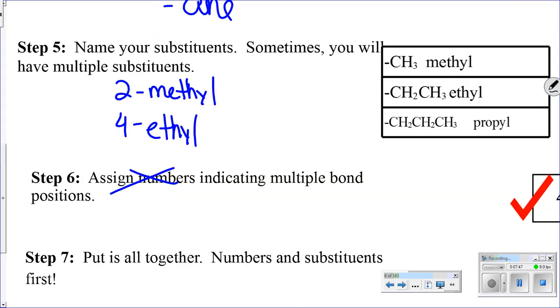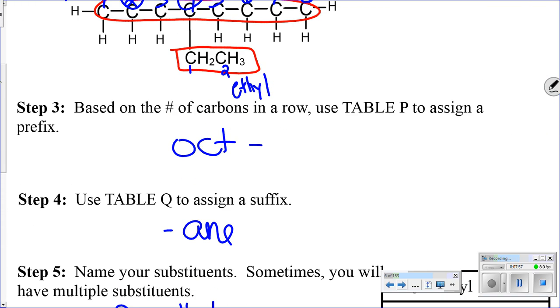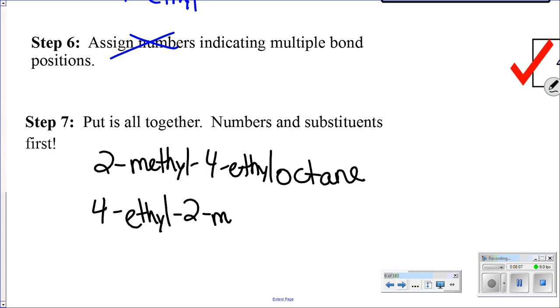And you can actually do 1 or 2 things, and I'll consider it correct. So 2-methyl, 4-ethyl, and then I have 8 carbons in a row, no triple bonds or double bonds. Octane. If you wrote this, that's awesome. It's actually technically a little bit more correct because the substituent should go in alphabetical order.